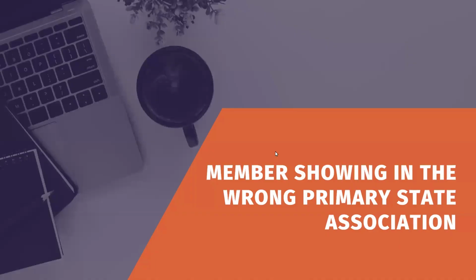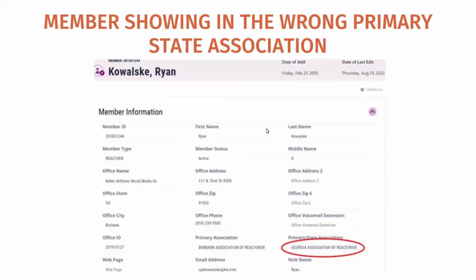All right, so let's talk about a member showing in the wrong primary state association. Here in this example, you can see that this member is showing in the wrong primary state association. This member is actually primary with the Burbank Association, but it looks like Burbank transferred this member from the Georgia Association, but they simply forgot to add C.A.R. as the state association. So how do we resolve this issue, right?